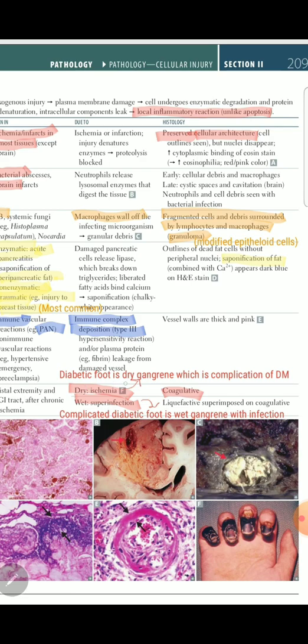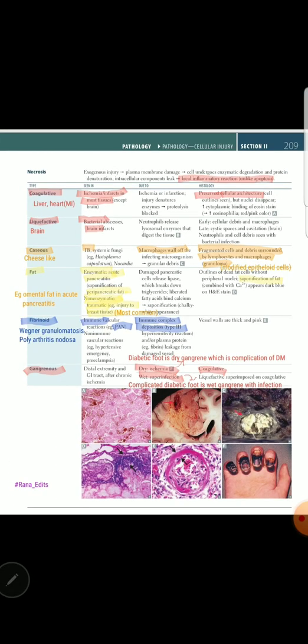So in diabetic foot, the mechanism of dry gangrene is mainly ischemia, and that is the most common example of diabetic complication. But the complication of this dry gangrene is wet gangrene, or the complicated diabetic foot is wet gangrene, that is with infection. So these two need to be differentiated: diabetic foot is dry gangrene, but complicated diabetic foot is a wet gangrene. So these can be asked separately.